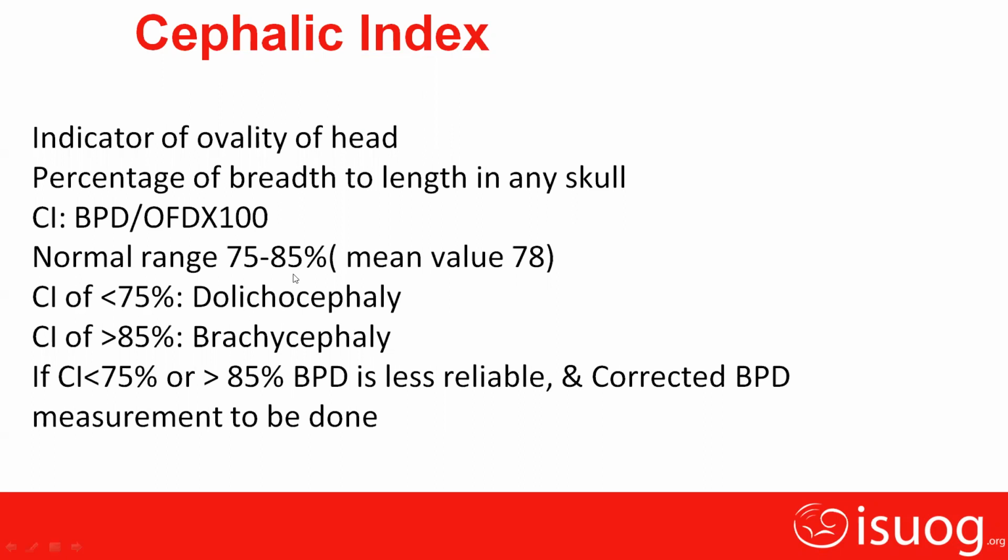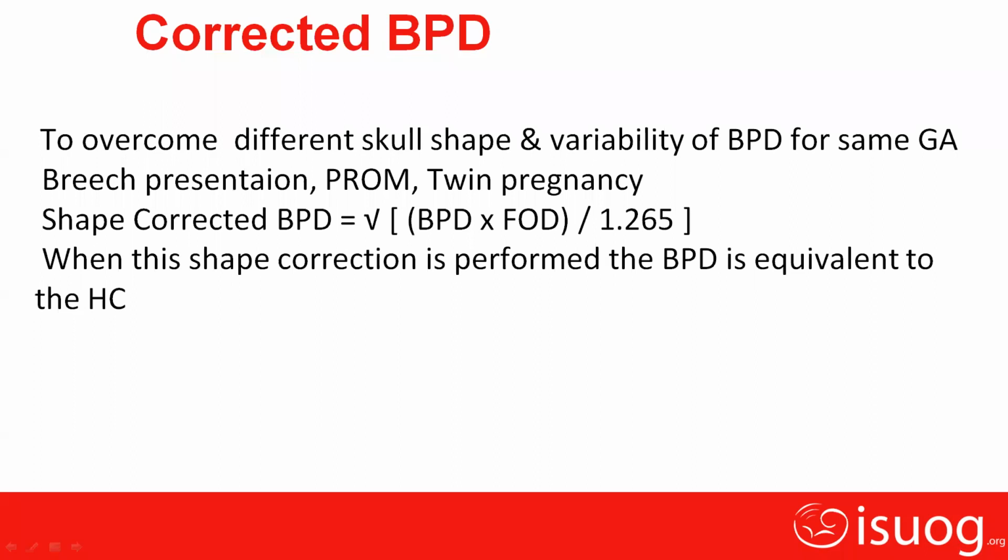So what is corrected BPD? The corrected BPD is required to overcome the different skull size and variability of the BPD, particularly in case of overcrowding of the uterus due to leaking, overcrowding due to multiple pregnancy, or a breech presentation, where the skull shape may be deranged. So what do we do in corrected BPD? We calculate it by the square root of BPD into occipitofrontal diameter divided by 1.265. This is about corrected BPD. And once the BPD is corrected, it is equivalent to the head circumference. This is the importance of the corrected BPD.